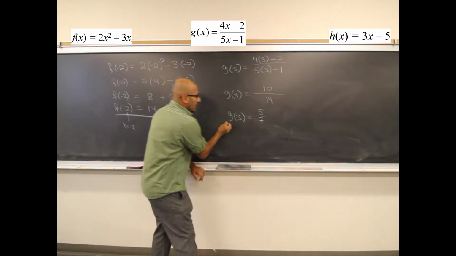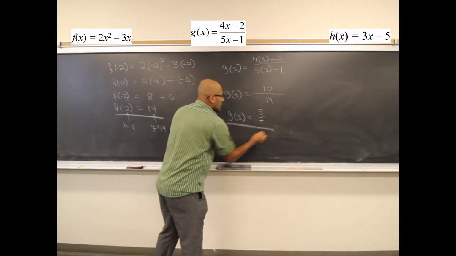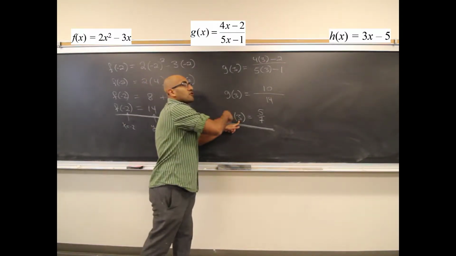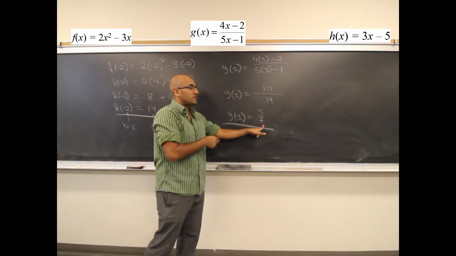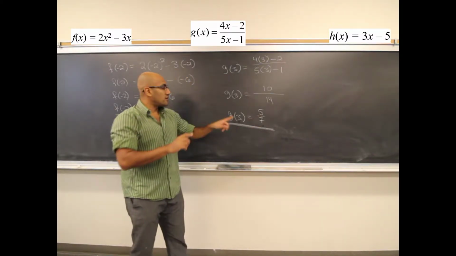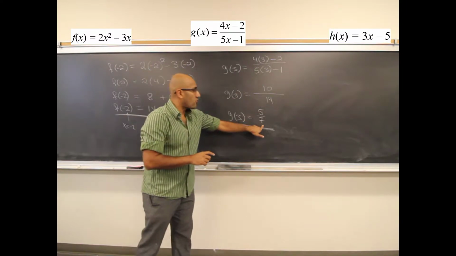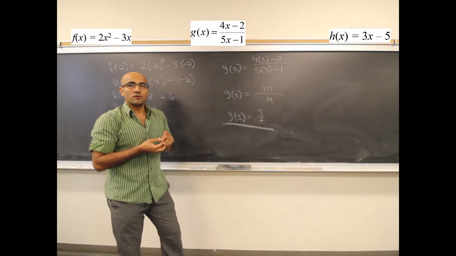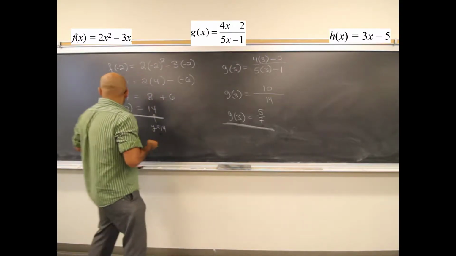Right? So we would stop there, but if we're asked to interpret what this means, it means that when the x is 3, the g function evaluates to 5/7. Right? In the x and y notation, it would be when the x is 3, the y is 5/7. Any questions? Good? Sort of? Kind of? No? Okay.